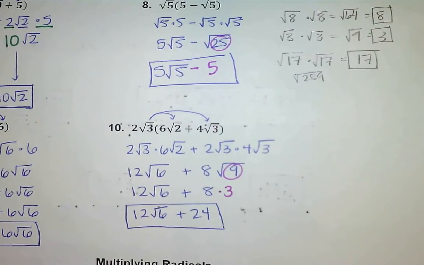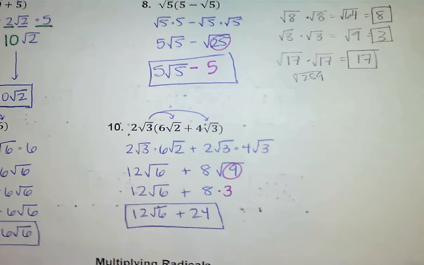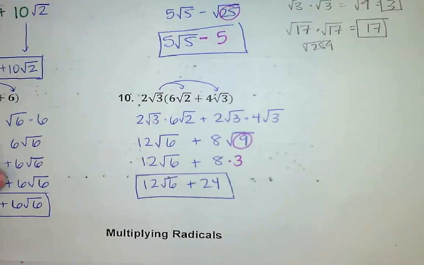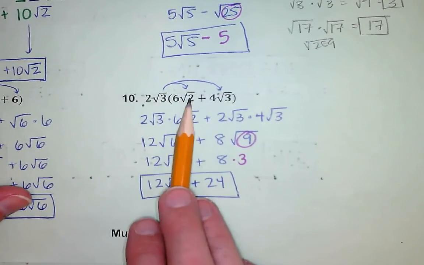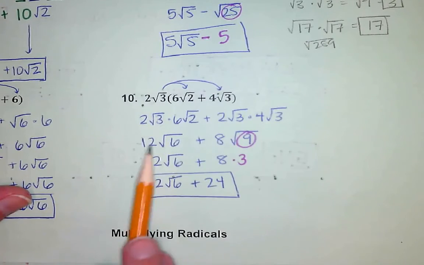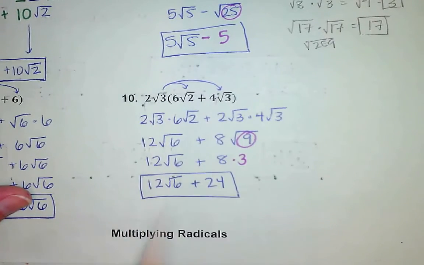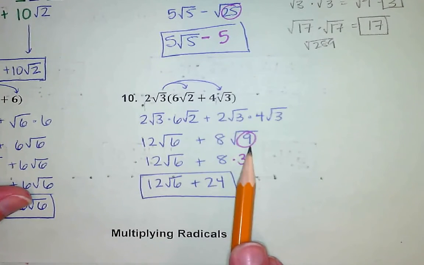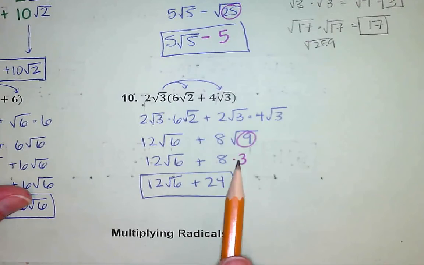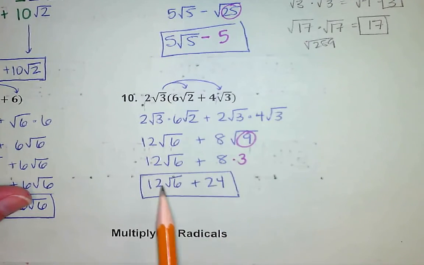Also, when we look at this, 2 square root of 3 times 6 square root of 2 gives us 12 square root of 6. 2 square root of 3 times 4 square root of 3 gives us 8 square root of 9. Or we can also rewrite that as 8 times 3, which gives us 12 square root of 6 plus 24. Any questions for me on numbers 8 and 10? Or do y'all feel pretty good about that?